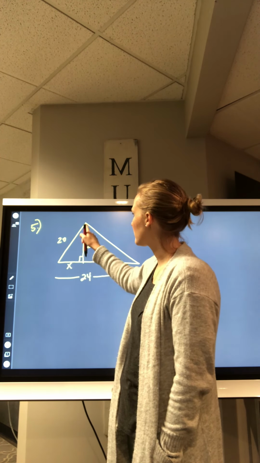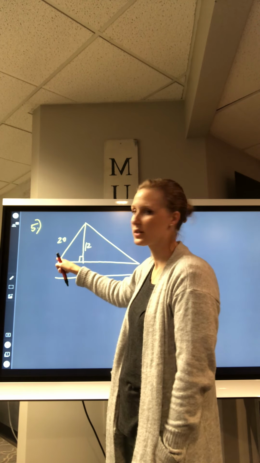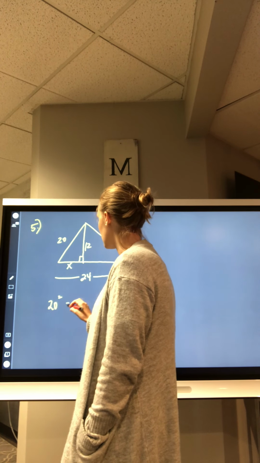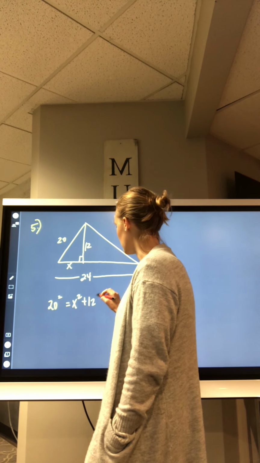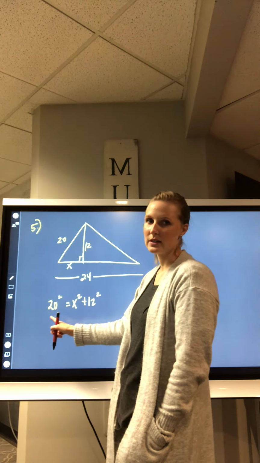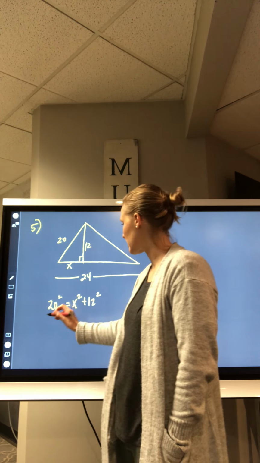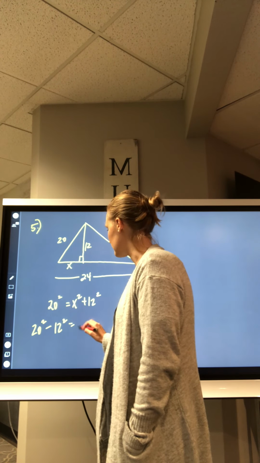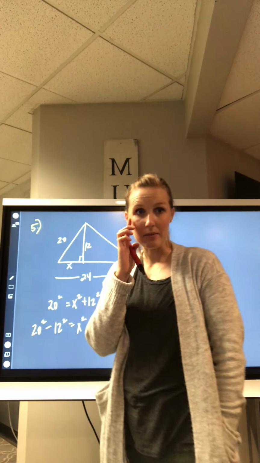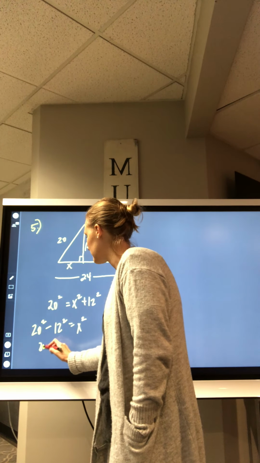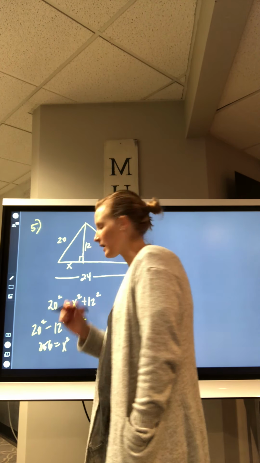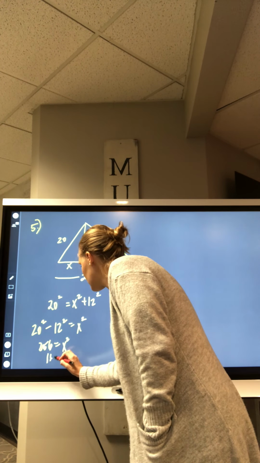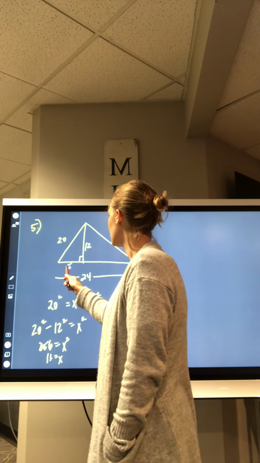So we have a height of 12 and a hypotenuse of 20, so I'm going to use the Pythagorean theorem. I'm going to take 20 squared, that's my c, equals x squared plus 12 squared. A squared plus b squared equals c squared. That means I'm going to subtract over my 12 squared. 20 squared minus 12 squared equals x squared. And if you type this in, you'll get 256. So 256 equals x squared, and then the square root of 256 is 16. So this length right here is 16.